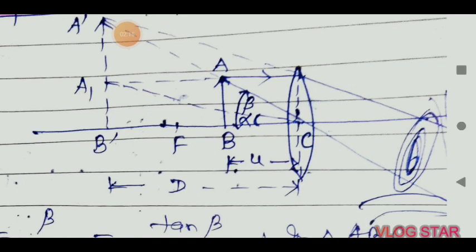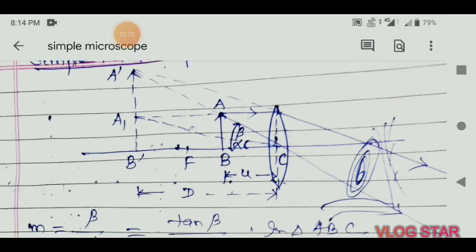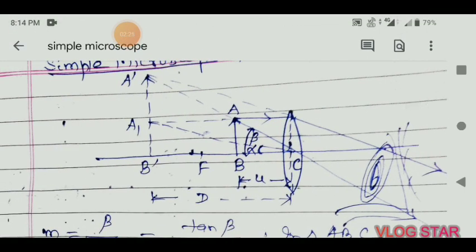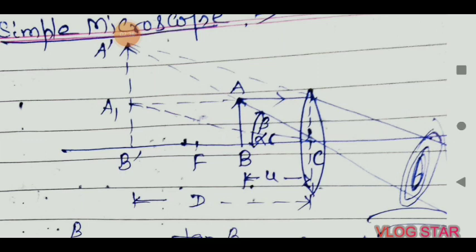So here in the simple microscope we see this arrangement. Object AB is placed in between C and F, very close to F, so it will form a virtual erect image. A dash B dash is the virtual erect image of the object AB. This image will form at the least distance of distinct vision, that is 25 centimeters, and our eye is very close to the lens.